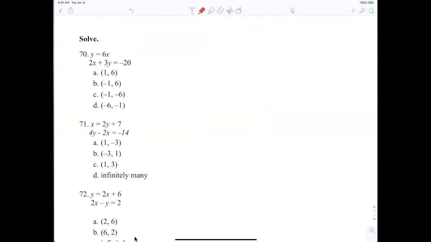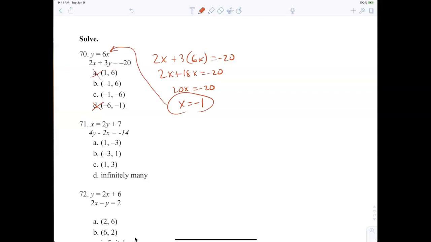So if y equals 6x, we can just go 2x plus 3 times 6x equals negative 20. 2x plus 18x equals negative 20. 20x equals negative 20, so x equals negative 1. Now I know x equals negative 1. I know it's not this. Now I just plug negative 1 back in here. So y equals 6 times negative 1, which is negative 6. Okay, so my answer is negative 1, negative 6, which is C.